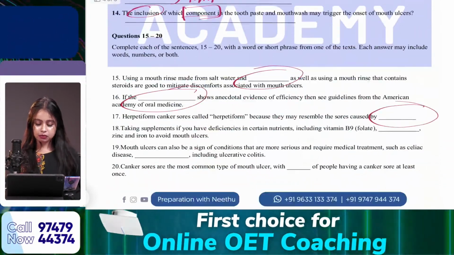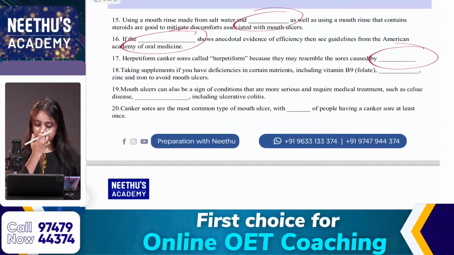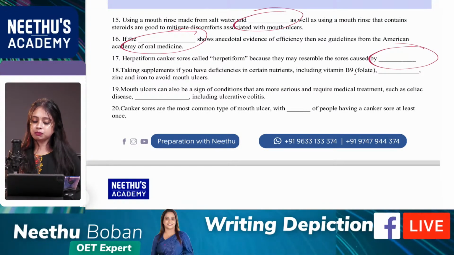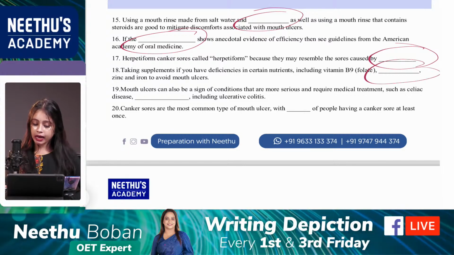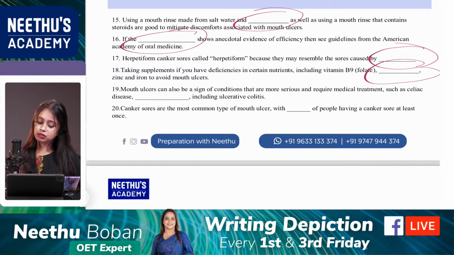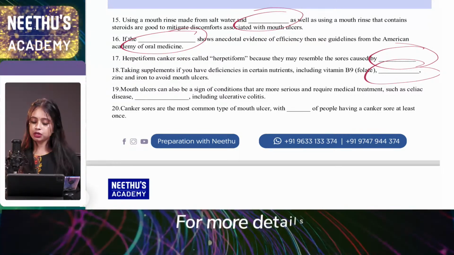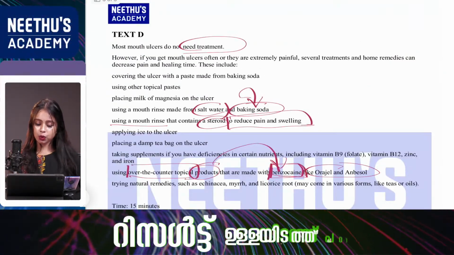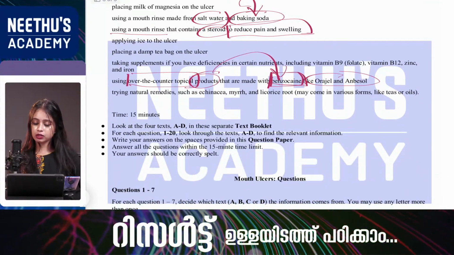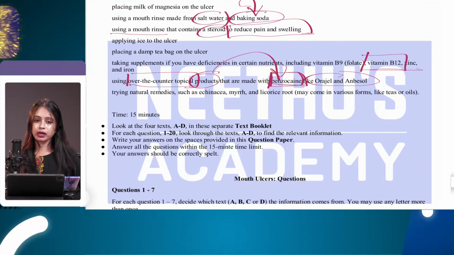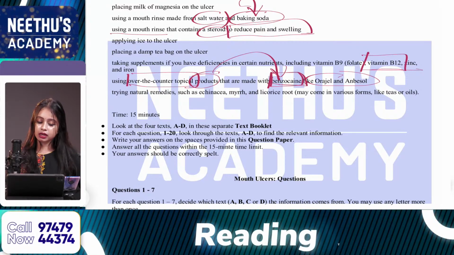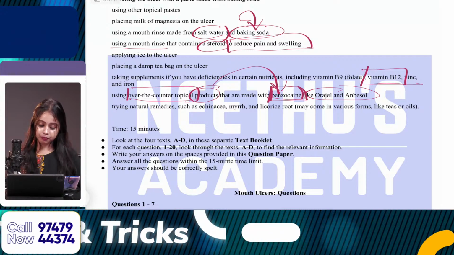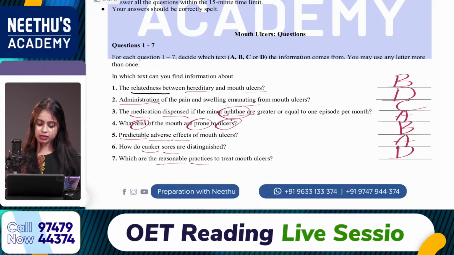Then the 18th one. Taking supplements if you have deficiencies in certain nutrients, including vitamin B9, folate, dash, zinc and iron to avoid mouth ulcers. Vitamin B9 and what else? That is vitamin B12, which is mentioned here in text D. Very good. Direct answers, right?